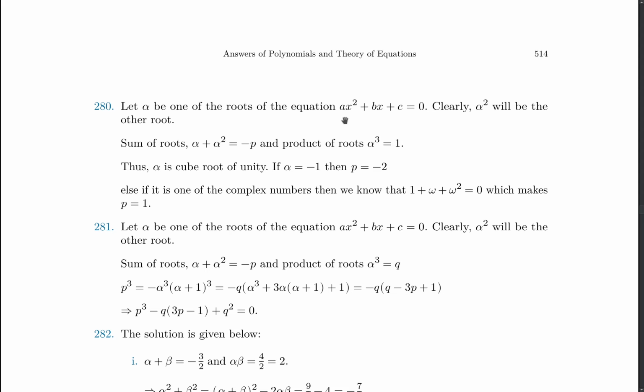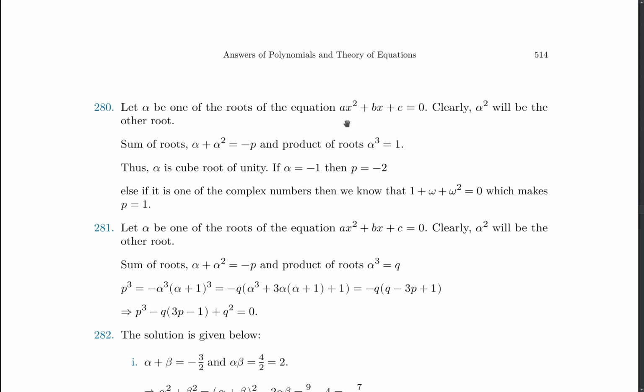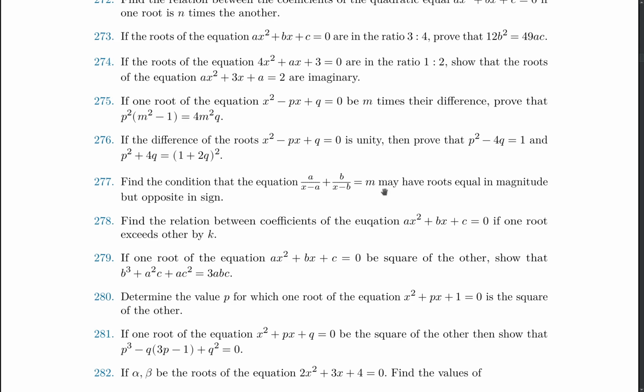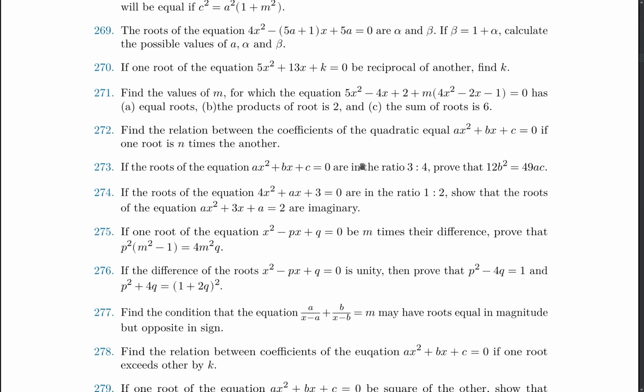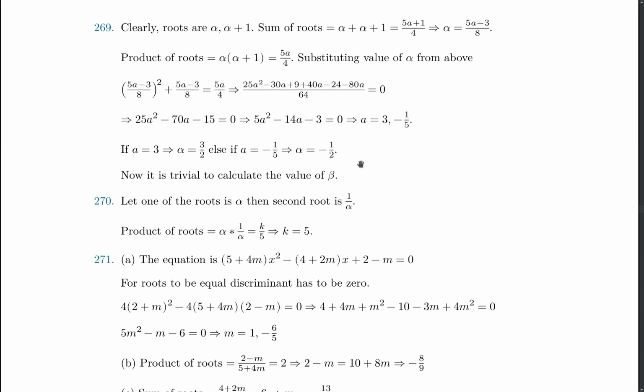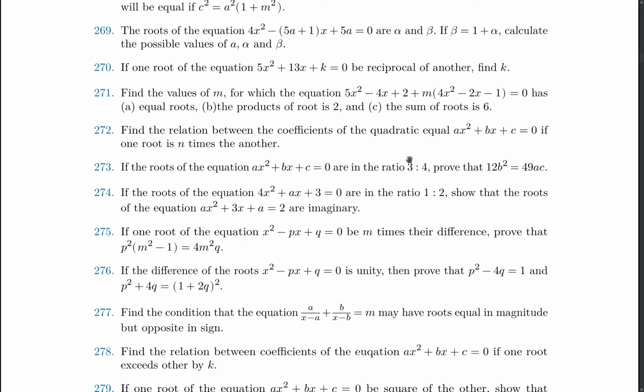There are lots of typing mistakes. For example, this equation 275 is completely wrong, and then that equal. Where was that? 271. Yeah, this one, 272. So there were lots of typing mistakes. I apologize for that.